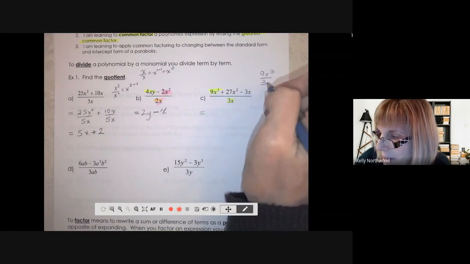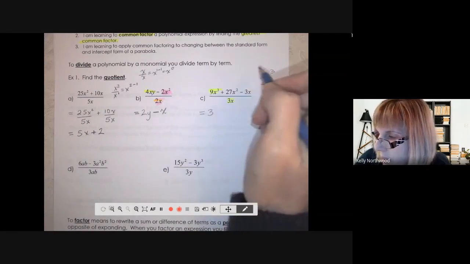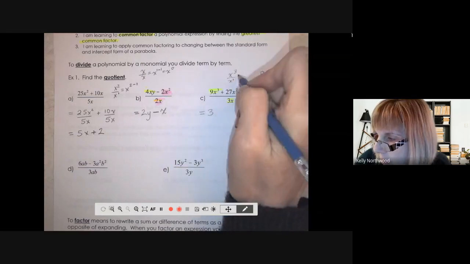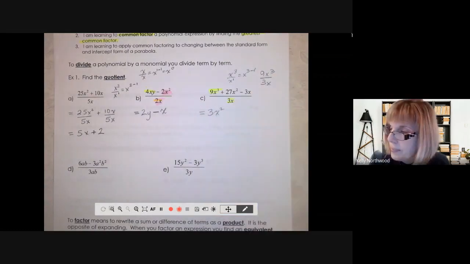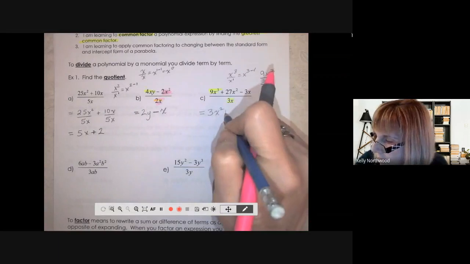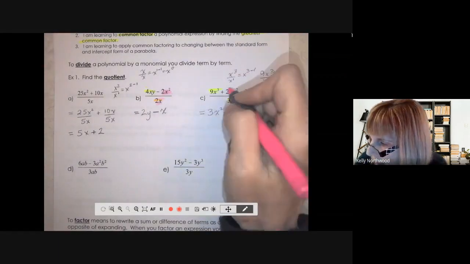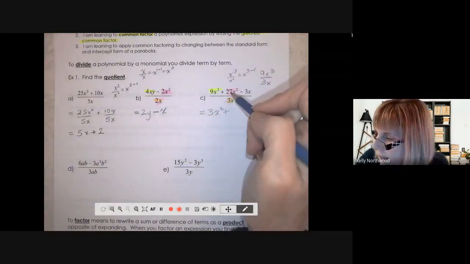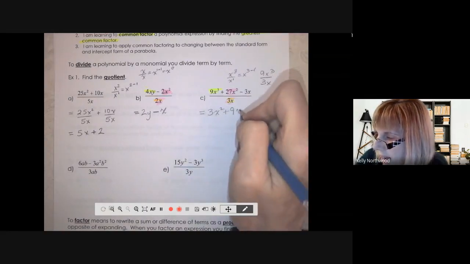Okay, hopefully you can hear me. 9 divided by 3 is 3. x cubed divided by x would be like x to the third divided by x to the 1, or x to the 3 minus 1. So that's x squared. And then plus, now we're thinking of 27x squared divided by 3x. 27 divided by 3 is 9. x squared divided by x is x.